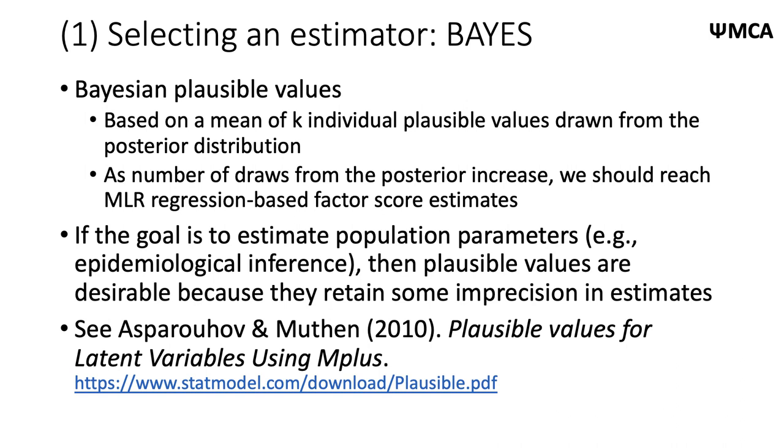such that if your goal is to simply estimate population parameters and do epidemiological inference, plausible values may be desirable because they retain some imprecision. Whereas if I'm using WLSMV or MLR, let's assume that I've estimated factor scores. There's a unique factor score using WLSMV and MLR for every possible response pattern. Whereas for a Bayesian plausible value, because I'm averaging across these random plucks from the posterior distribution, if I have two people with the exact same profile of indicator responses, it's possible that they may have very slightly different factor scores or plausible values. Not considerably different, but within several decimal places.